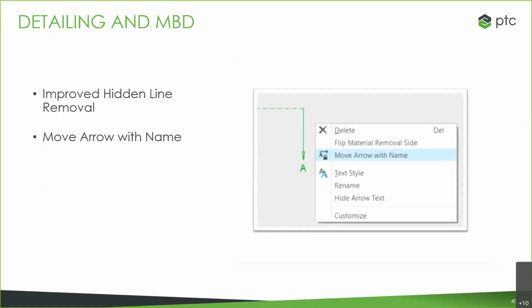Now we can move the arrow with the name, so you can have a link between the two. Whenever you move the name around, the arrow is going to follow. So it's not going to be two disjointed things unless you want it to be. You can turn that on or off.